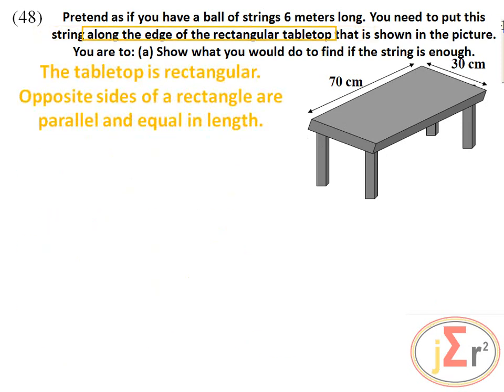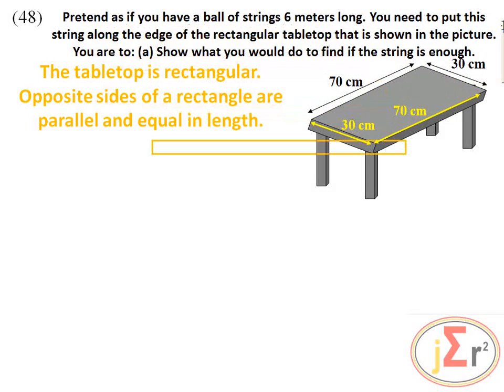Opposite sides of a rectangle are parallel and they are also equal. So because they are parallel and they are equal, what is the length of this side, Jerry? 70. 70 dumplings? 70 centimeters. Okay. And this one? 30 centimeters. Okay. Right, so there we have it.